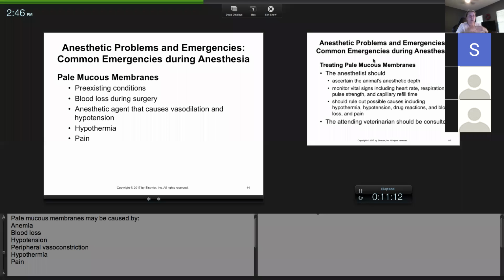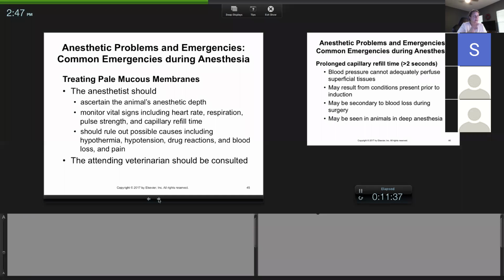Dexmedetomidine. Hopefully you guys have been seeing it during radiology. These guys are going to look very pale on that drug. So am I as concerned during surgery if I gave dexmedetomidine? Probably not. But if you didn't use Dex, I may be concerned. And of course, when they get cold or they're painful, sometimes they will become pale. So you have to be cautious about that.